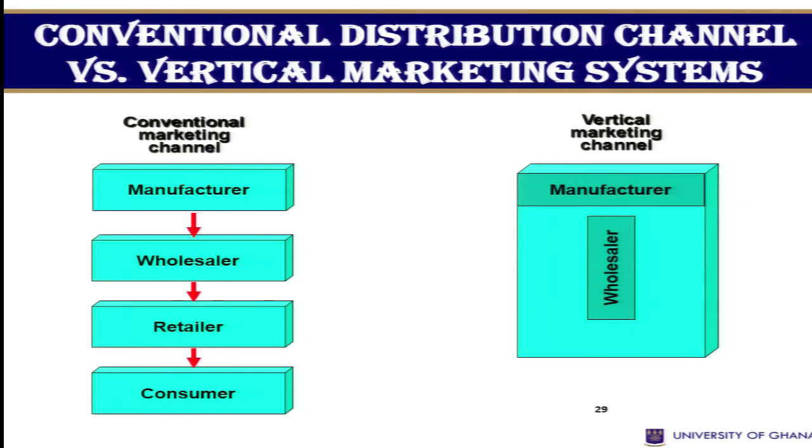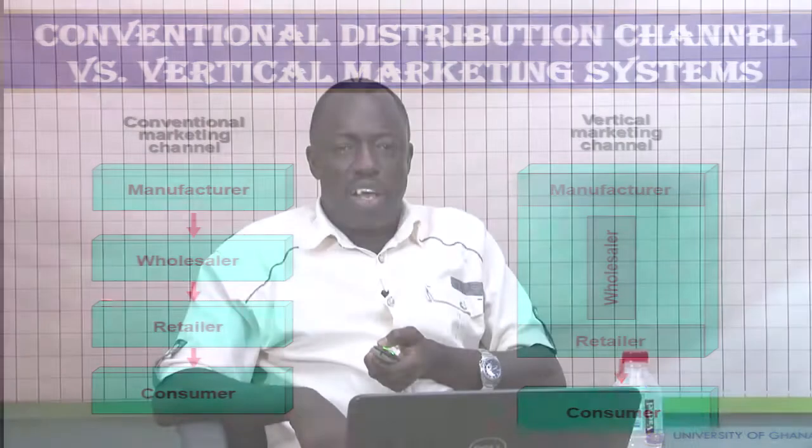The manufacturer controls or has part of the business of the wholesaler, and the same manufacturer controls part of the retailer. That becomes a vertical marketing system. And it's because the manufacturer wants to have control over successive stages of the distribution channel. So he manufactures and he controls the distribution channel. And this takes various forms.